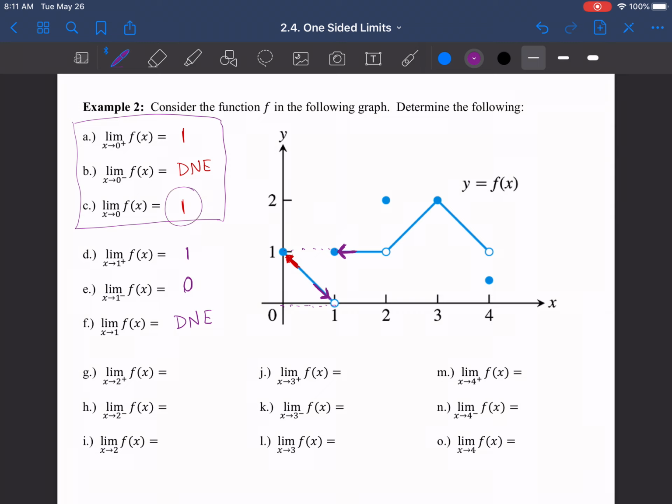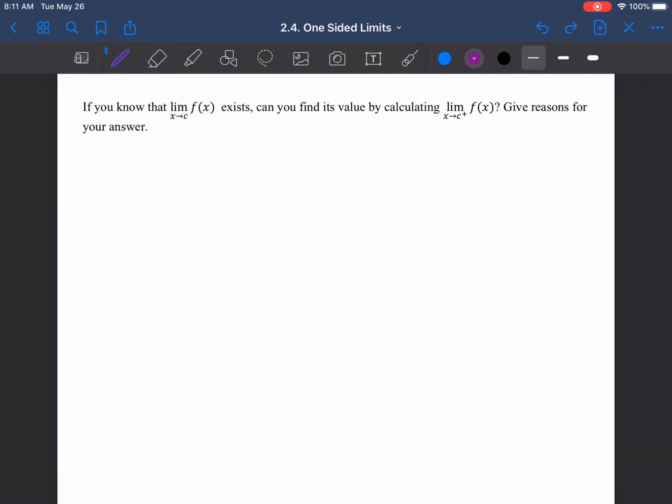We have a two-sided limit, but we can't find it by going from the negative side, right? So think about that and write yourself a little explanation about what you think here, and I'll write a little thing out for you to look at in the notes after you write yours out.